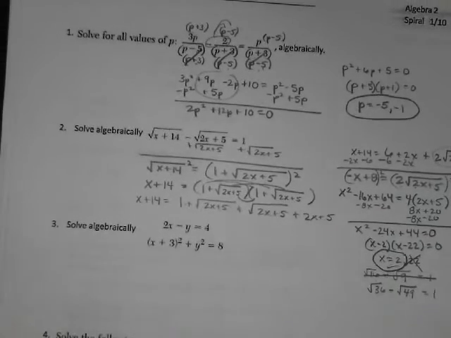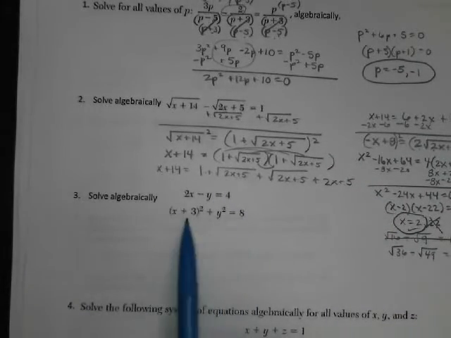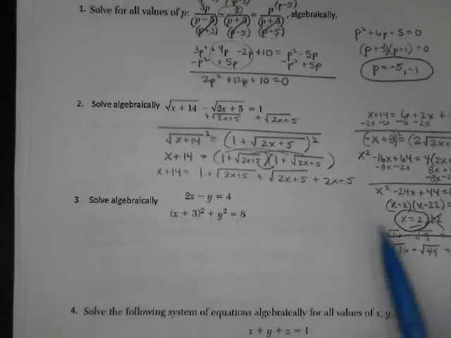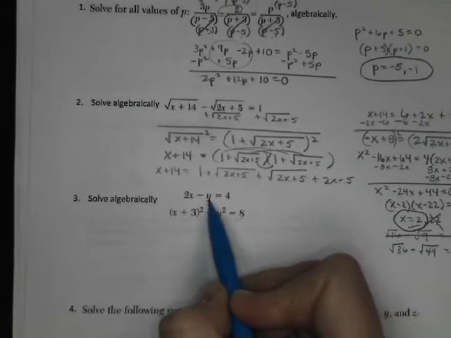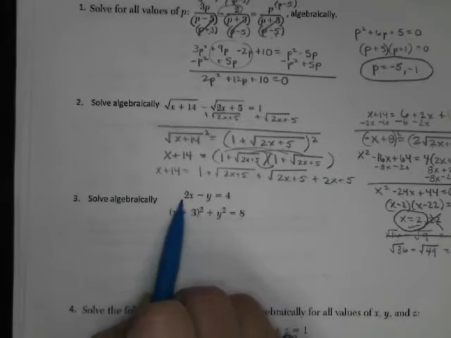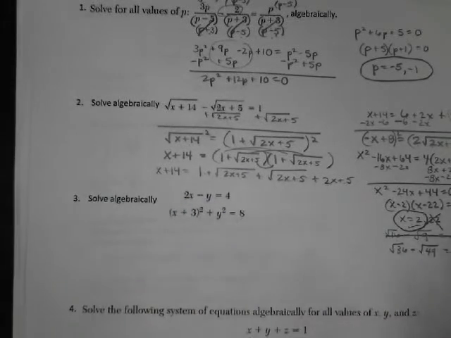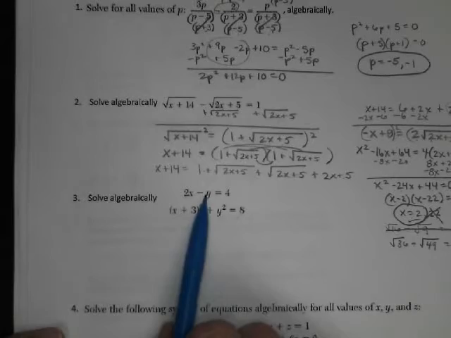On a system, which will be a substitution type system, it will always be a linear and something else. In this particular case, it's a circle. You solve your linear for usually y. If it's x, that's fine too, but x I wouldn't want to solve for here because I don't want to have to divide by anything. It's not going to be a nice number. So if I can avoid that, I am. I'm going to solve for y.